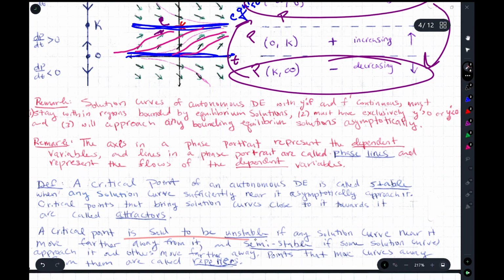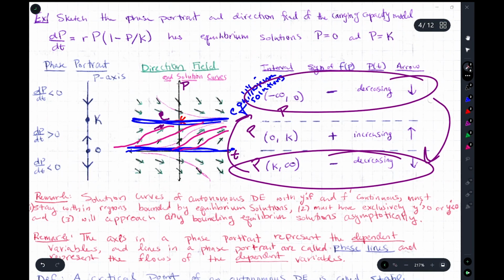A critical point is said to be unstable if any solution curve near it moves farther away from it, and semi-stable if some solution curves approach it and others move further away. Points that move curves away from them are called repellers. So this equilibrium solution is an attractor, because solutions go towards it. This is a repeller. You could see that the solutions go away from it.